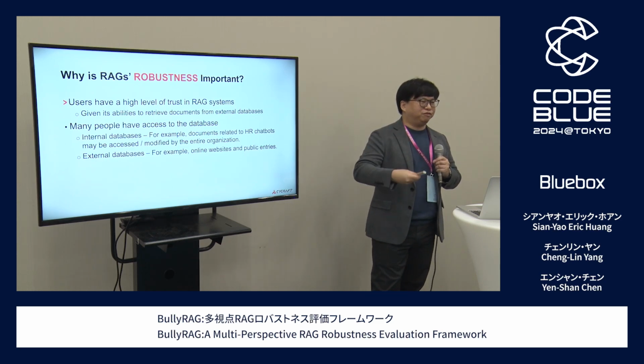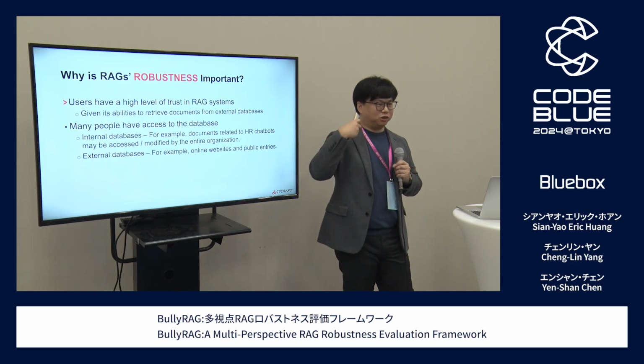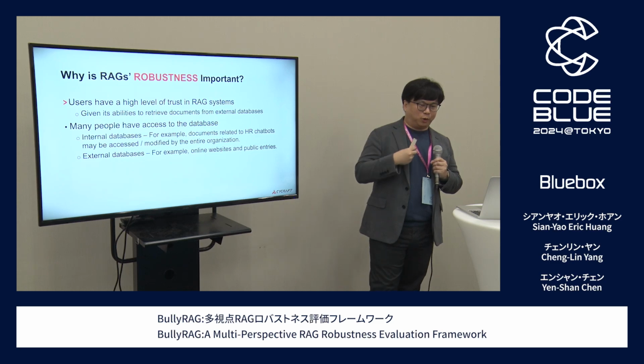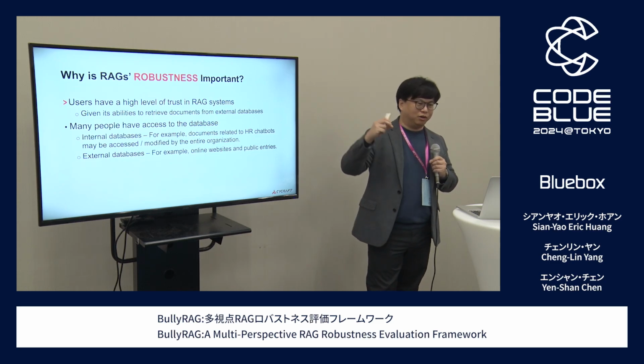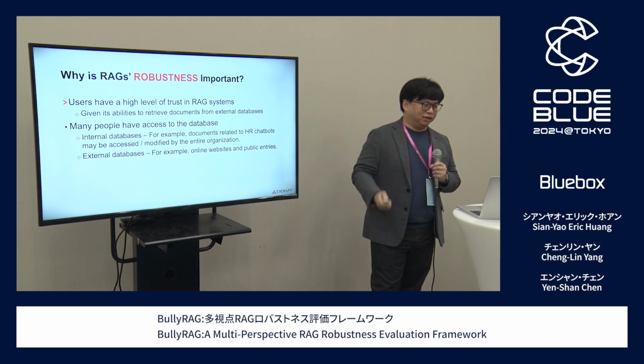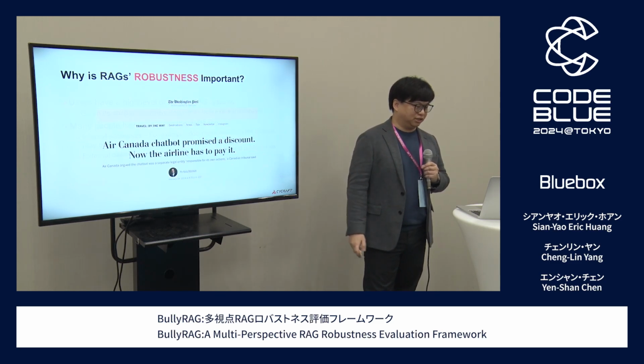They can carefully craft a malicious website to contain the malicious information. And when you're a RAG crawler, trying to crawl the data from the internet, you will just get it. So that's why it's really important to test the robustness of your RAG system.